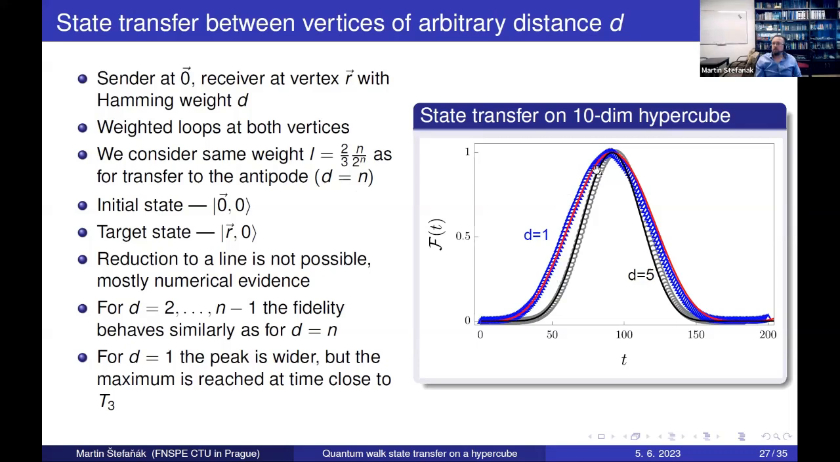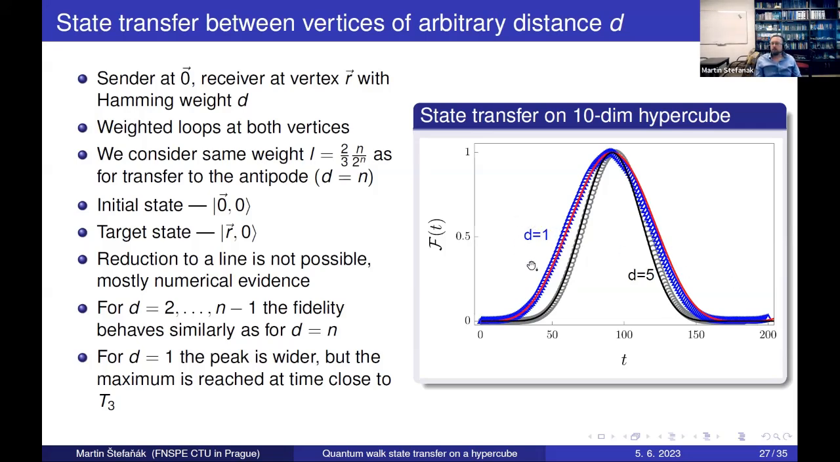So if we do the numerical simulation of this, say again for a 10-dimensional hypercube, it turns out that if the distance between the sender and receiver is greater or equal than 2, then you get pretty much the same curve as for state transfer to the antipode. So there we'll show some evidence that essentially it works in the same way.